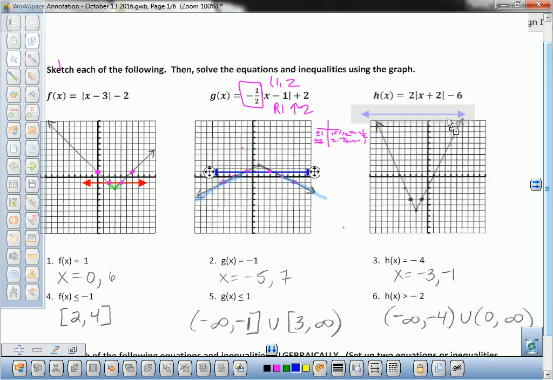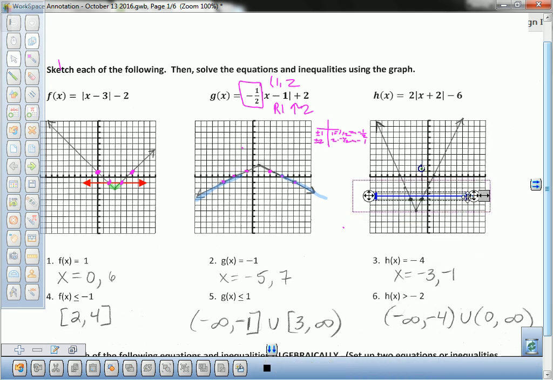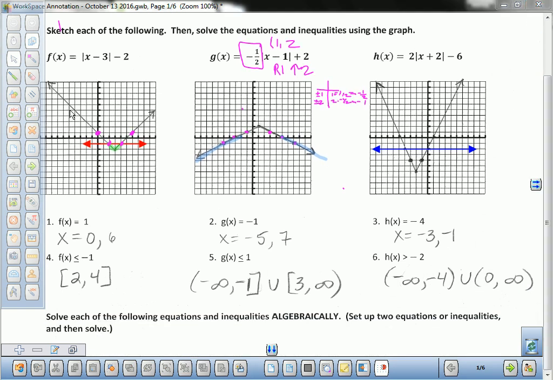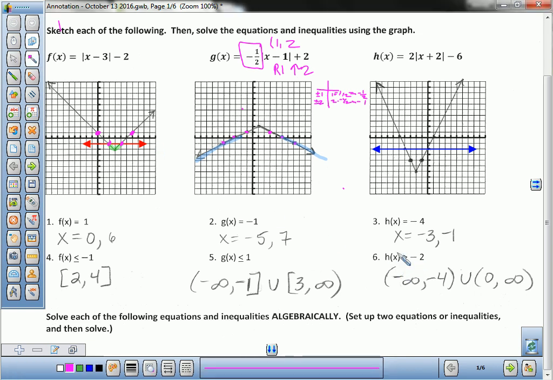Okay. This one we graph, and then we want to know where it exactly equals -4. What are the x values right there? -3 and -1. Where is it greater than -2? It is above over here to this x value. So from -infinity to -4, and then from 0 to infinity. All right, a little bit of detail here. I want you to notice no equal to, no brackets, just parentheses. Equal to, brackets.